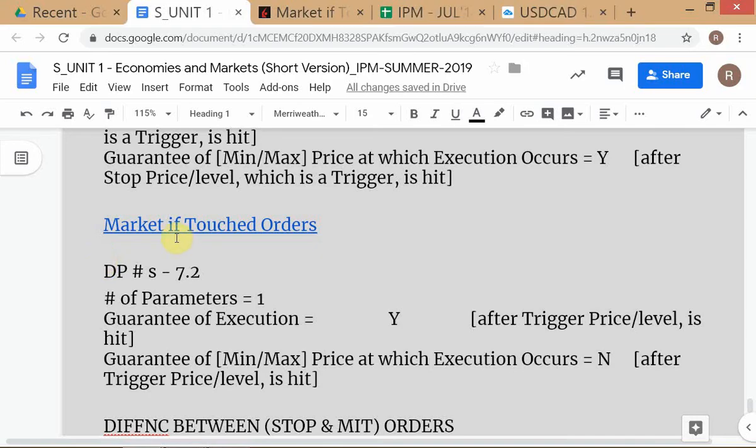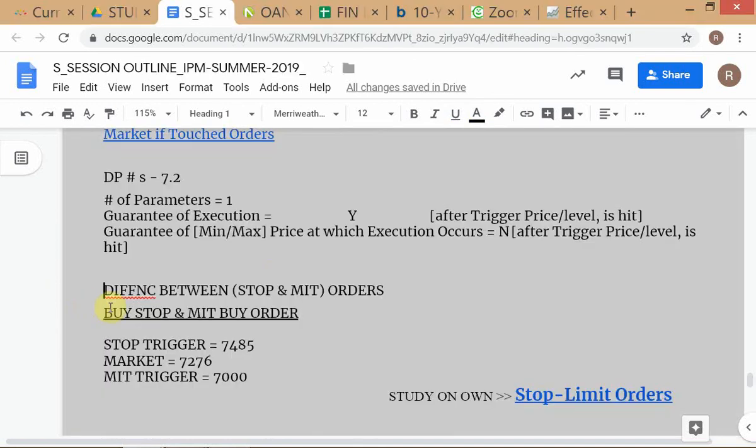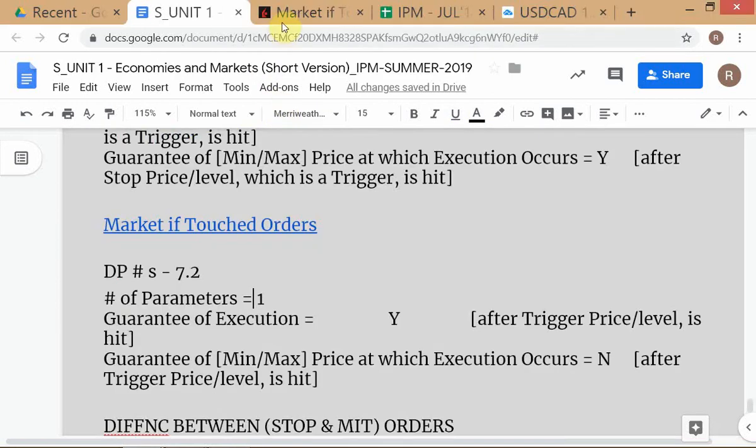Okay, so we still have 3 minutes. Let's at least cover market-if touched orders, then we have to cover a lot of other important things also. Market-if touched orders, this is in your notes. We already had that, we had already looked at it.